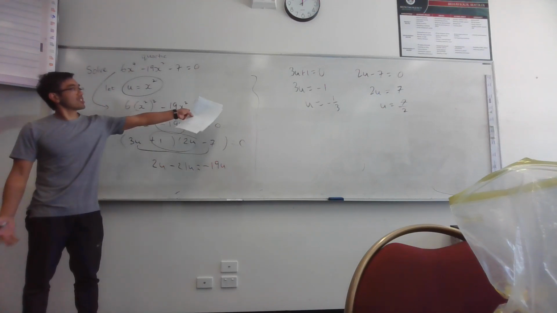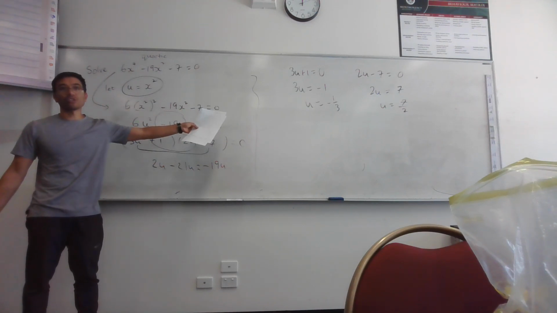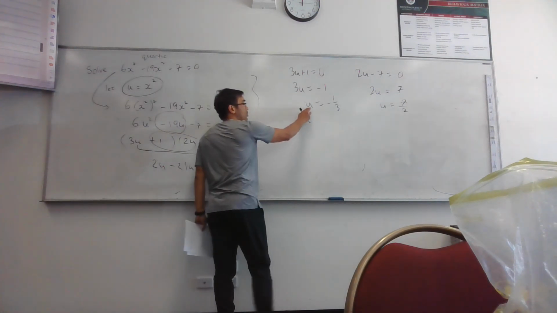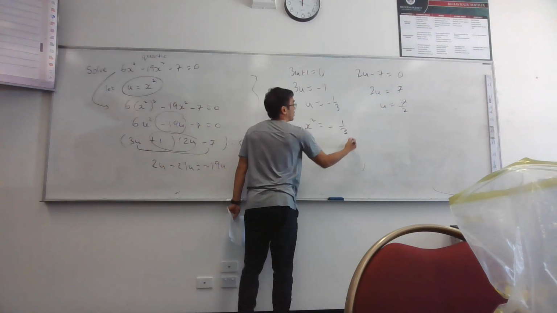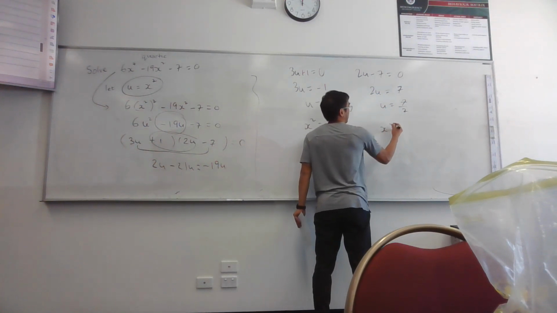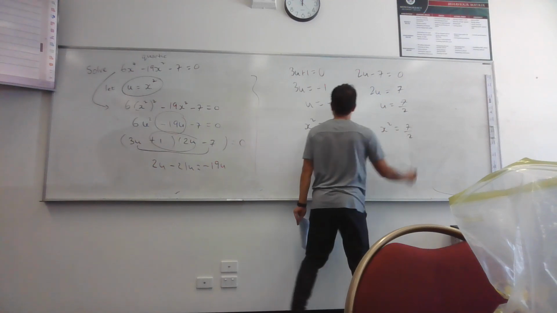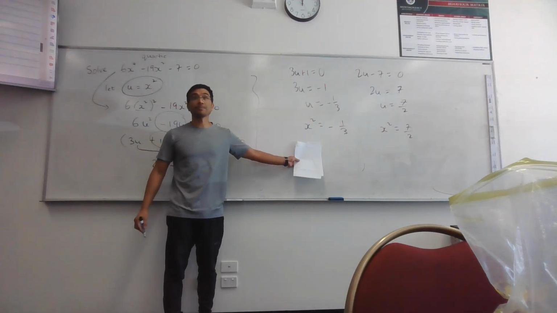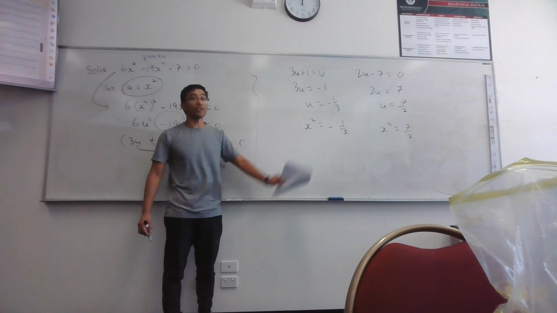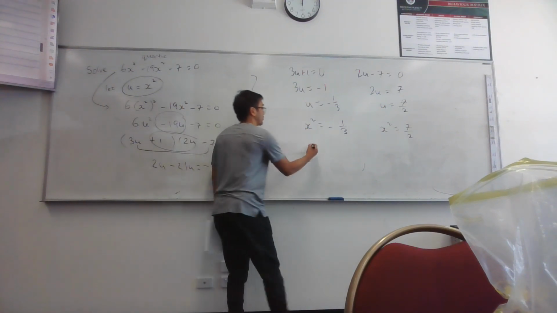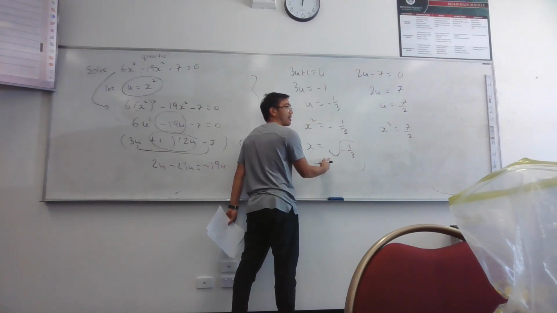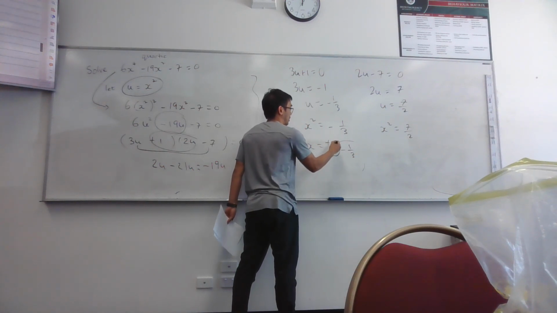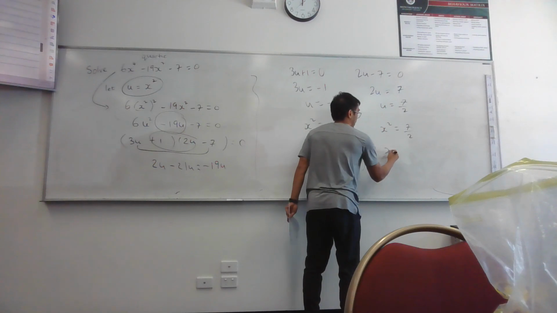But we've introduced something that wasn't in the question. We've got to change it back to x. What was u before? x squared. Okay, how do I get rid of a square? Square root. When I do a square root, I have to have a plus or minus. Well done. Do the same over here.